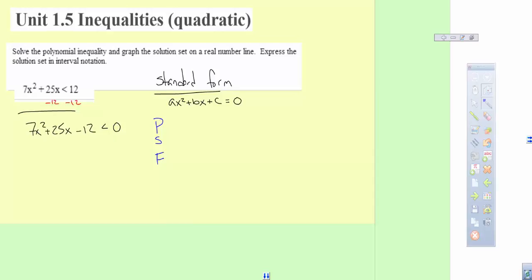All right. So we take the product. Go ahead and load my calculator. We're going to need that probably. We take the product of 7 and negative 12. So 7 times negative 12 is negative 84. Our sum is 25. So remember, we're looking for the factors of 84 that will give us 25.